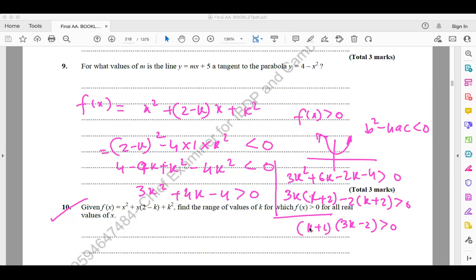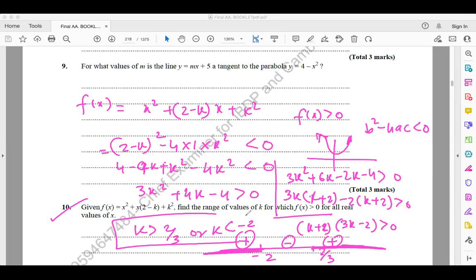So you just draw the sign diagram, negative 2 and 2/3. Here it is positive, negative, and positive. So you want more than 0, so it's positive here and positive here. So you take k is greater than 2/3 or k is less than negative 2. So this is the final answer for this particular question.